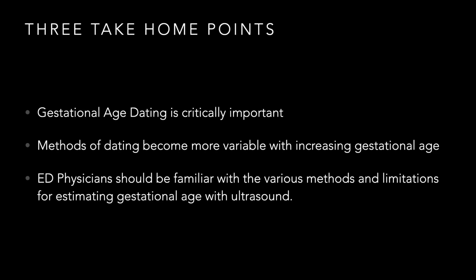Number two, methods of dating become more variable with increasing gestational age, right? So your best bet is to get that early first trimester crown rump length. To the extent that you're not there or didn't get that or can't get that, the earlier you get something, the better, right? And there's different methods of collecting that gestational age assessment, but earlier is always better, right?